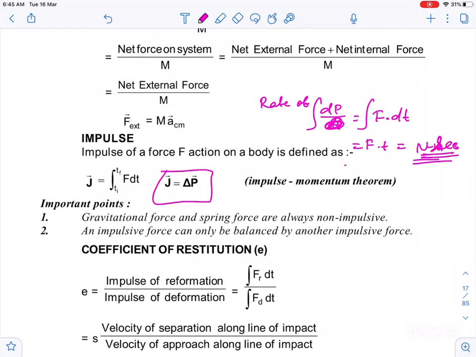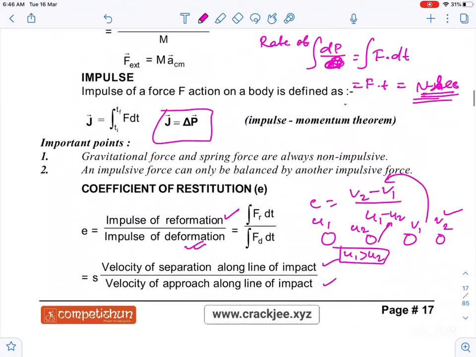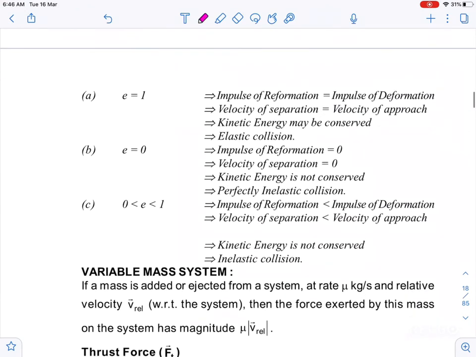Now coefficient of restitution. Coefficient of restitution is velocity of separation upon velocity of approach. This you have to keep in mind, as well as impulse of reformation upon impulse of deformation. This I will discuss later, guys, but you should write velocity of separation, v2 minus v1, upon u1 minus u2. Suppose this particle is moving with u1 and the other with u2 initially. After collision, this is moving with v1 and this is moving with v2. Collision will take place only when u1 is greater than u2, and after collision this velocity will increase. So velocity of separation is this and velocity of approach is this. This is the coefficient of restitution, keep in mind.